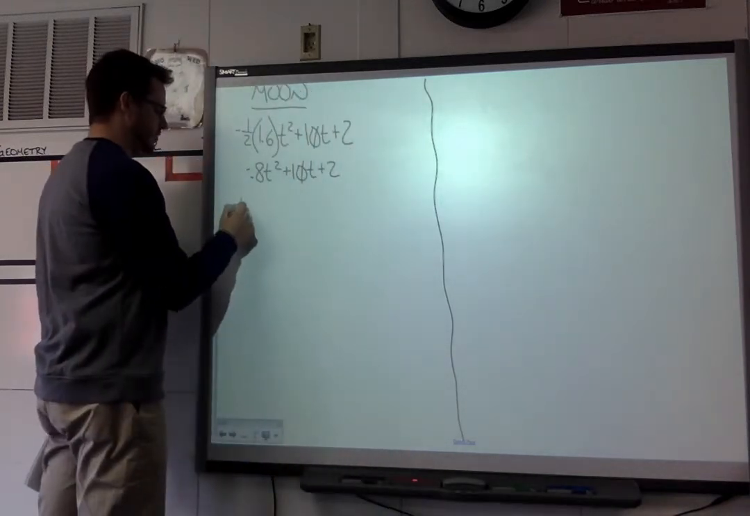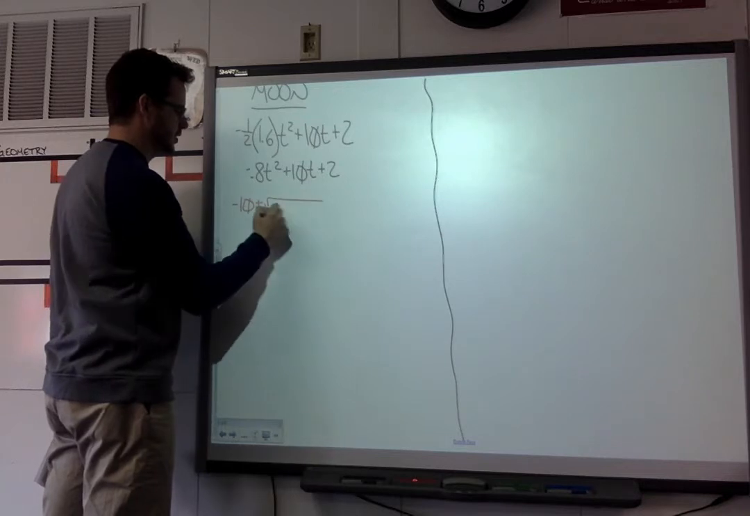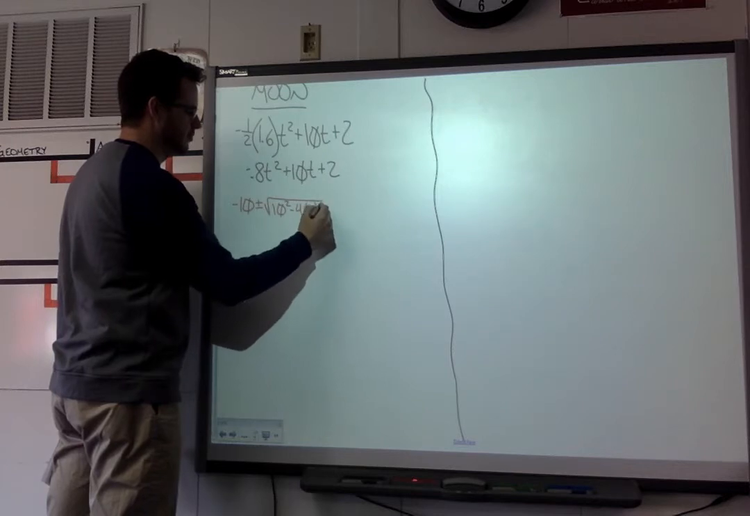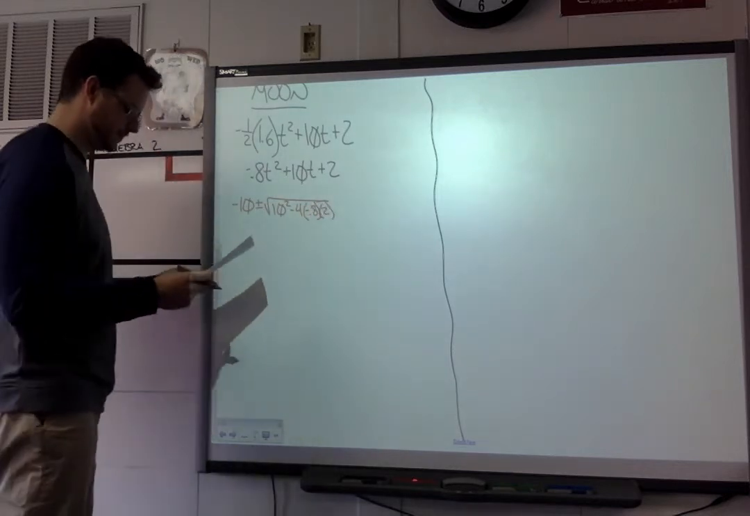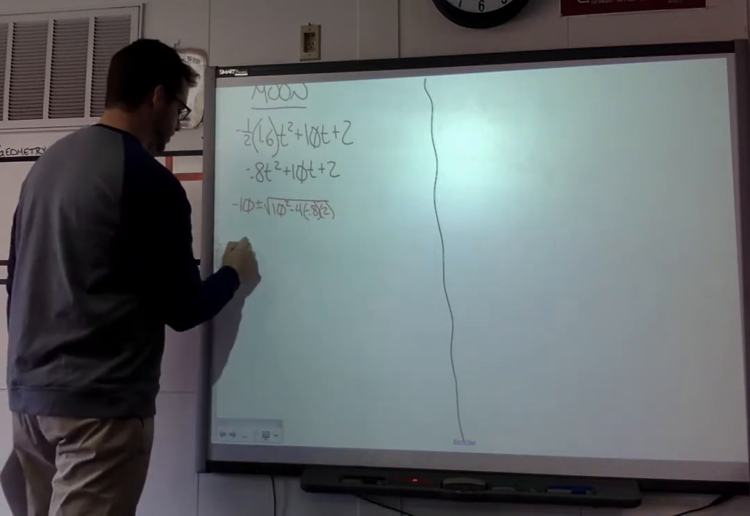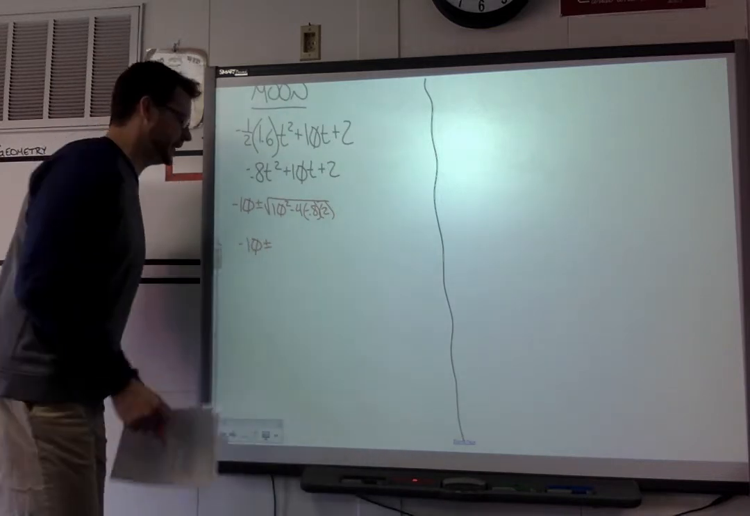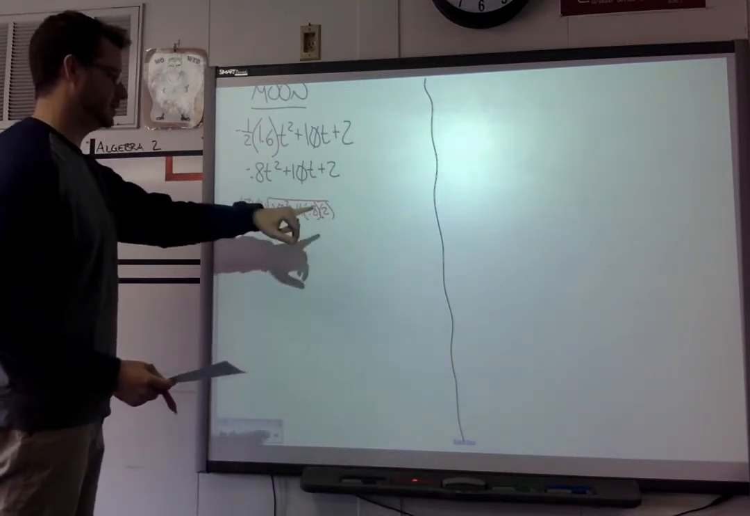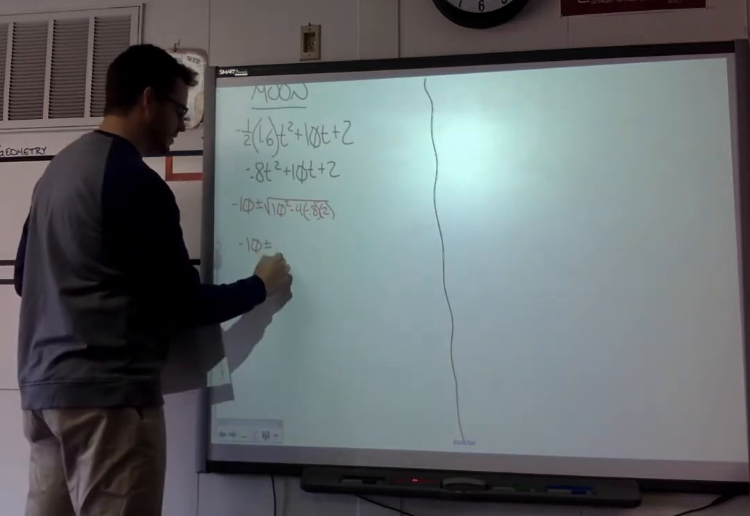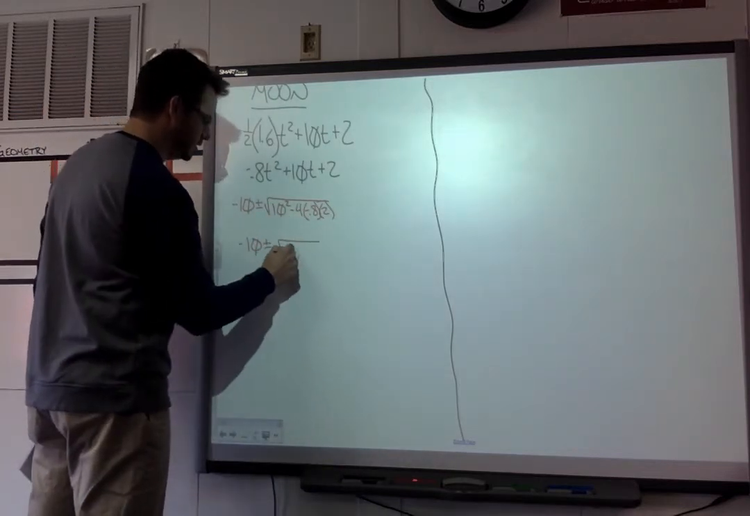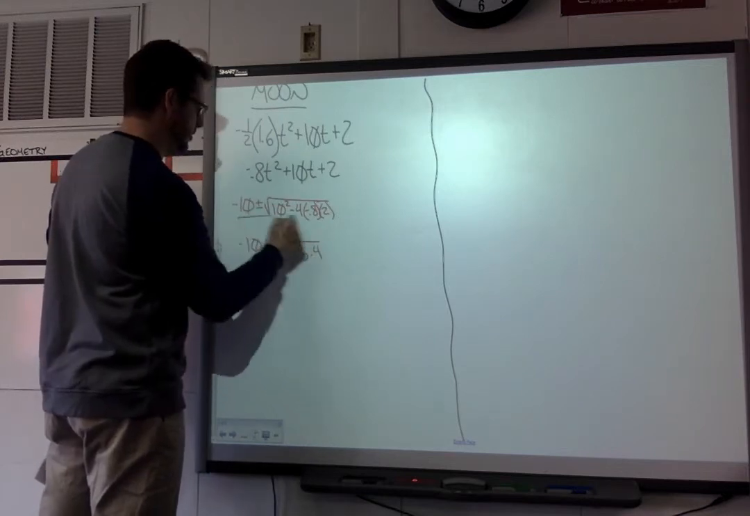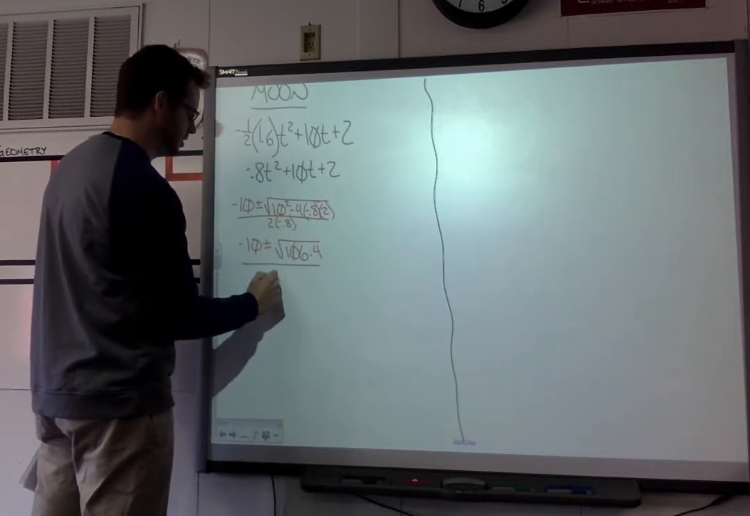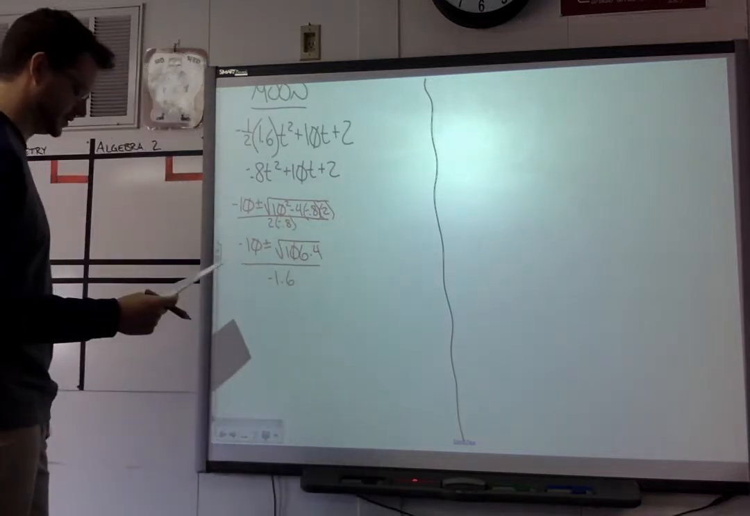I would go with negative 10 plus or minus the square root of 10 squared minus 4 times negative 0.8 times 2. 10 squared is 100, minus 4 times negative 0.8 times 2. All of that gives me the square root of 106.4. Oh, I forgot my 2a. Over 2 times negative 0.8, so over negative 1.6.